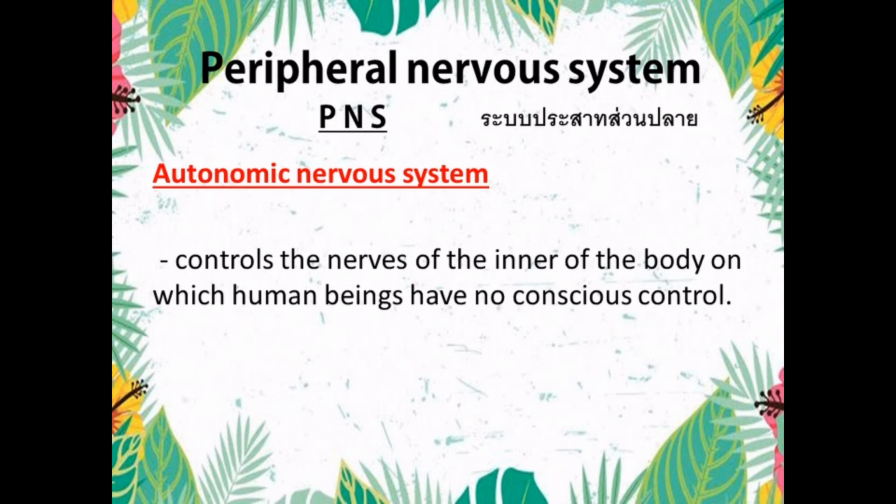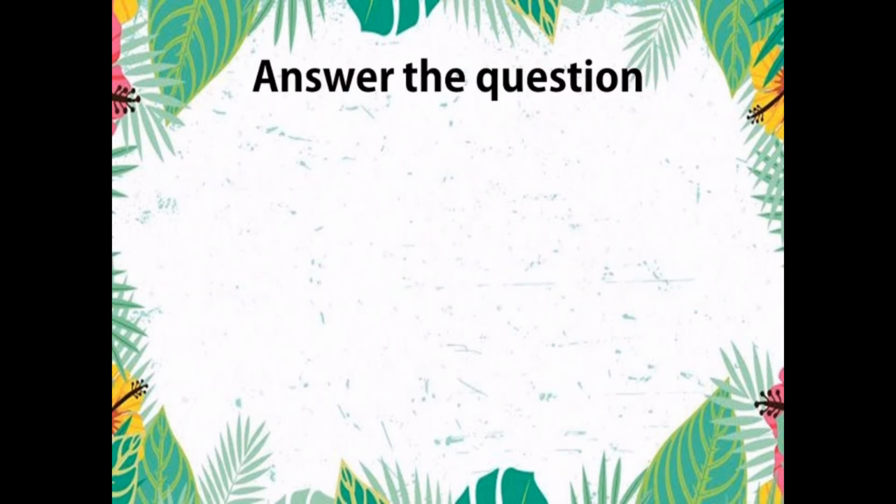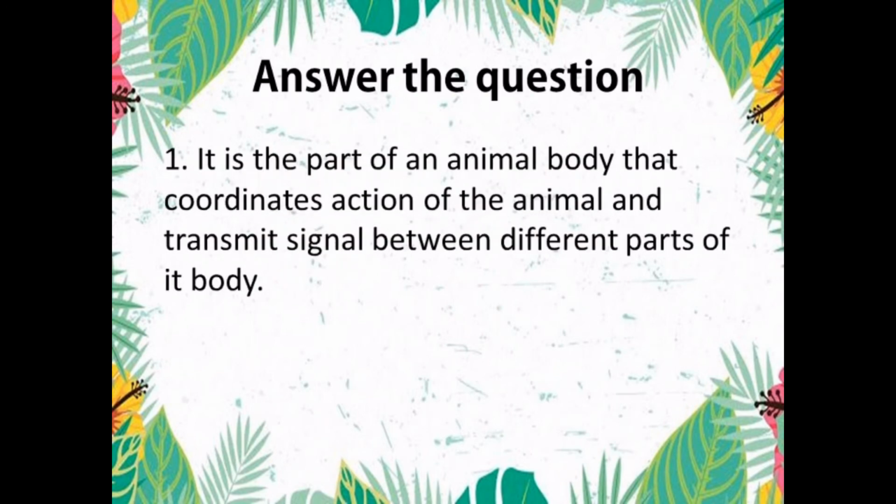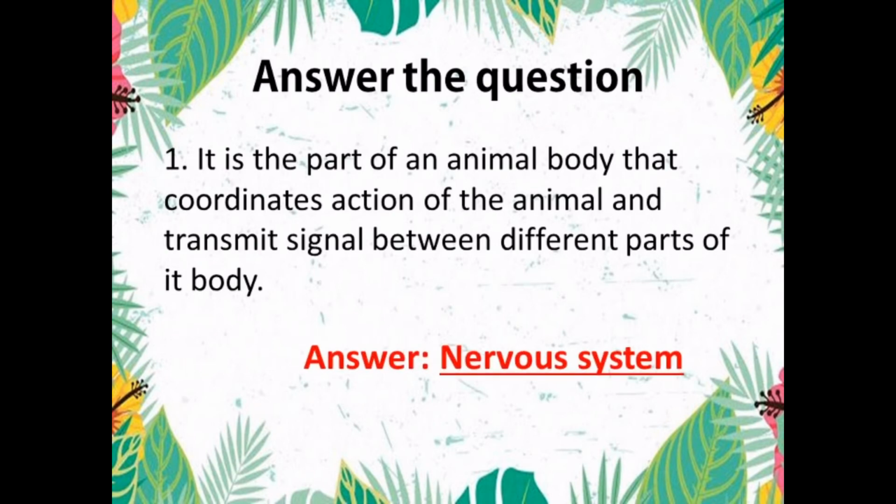Hope you understand the lesson. Now let's proceed to your activity. Answer the question. Question number 1. It is a part of an animal body that coordinates action of the animal and transmits signals between different parts of its body. What is the answer? Very good. The correct answer is nervous system.